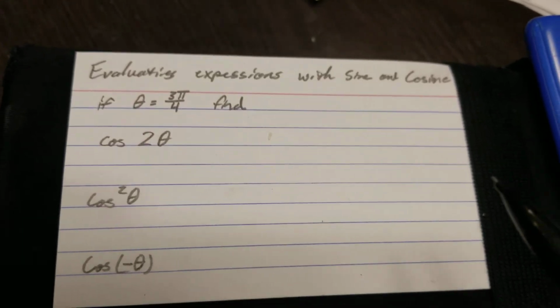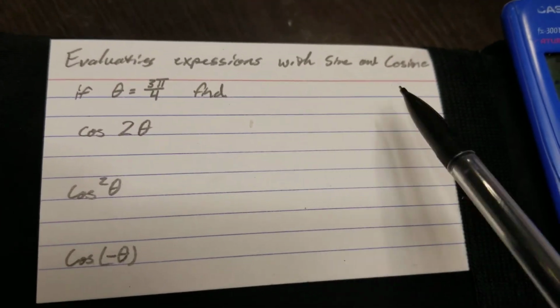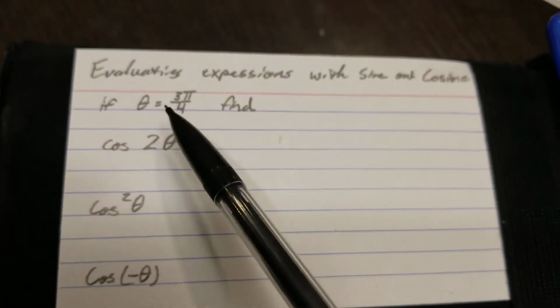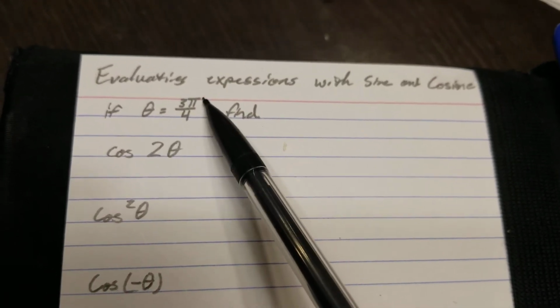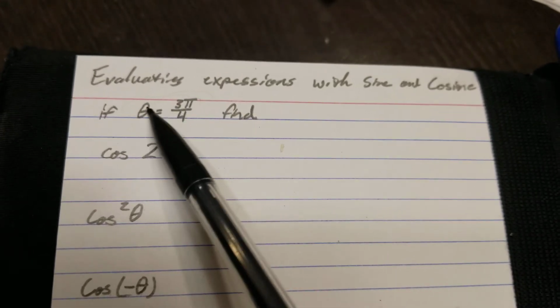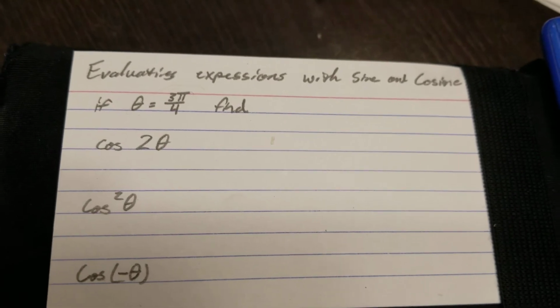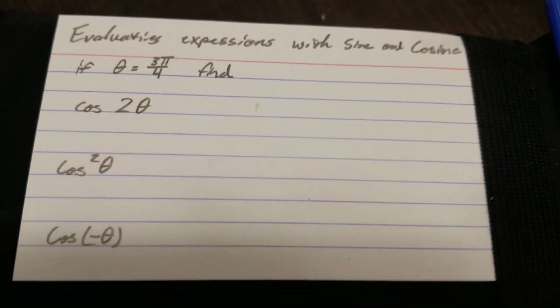All right, so when you're evaluating expressions with sine and cosine, these are the basic things you will need to be able to do. So I have a theta here. Now you should be able to evaluate this theta from your unit circle. If you can't do that, that could be a problem starting now.